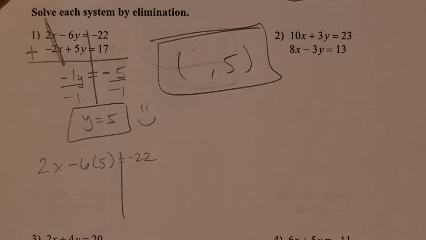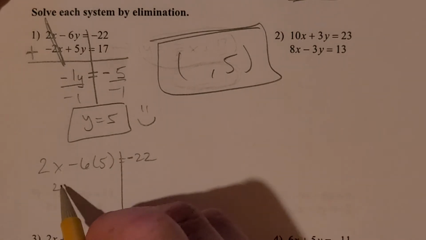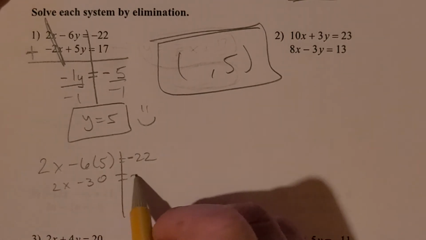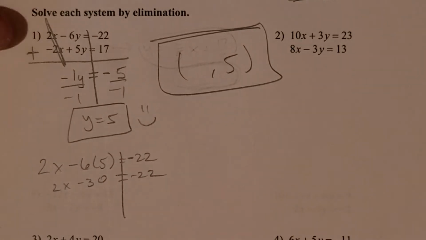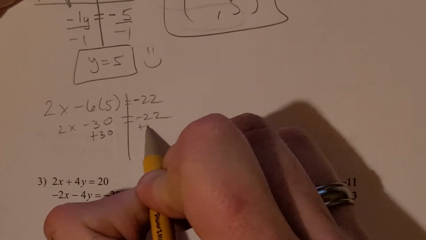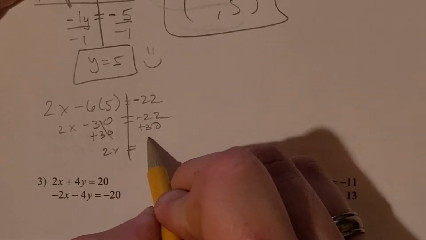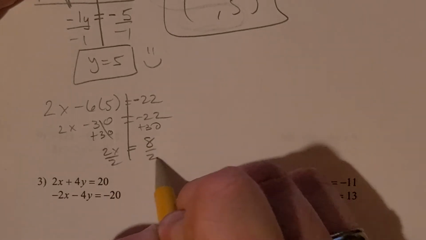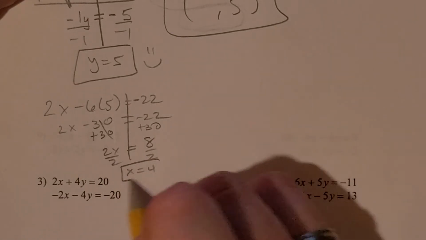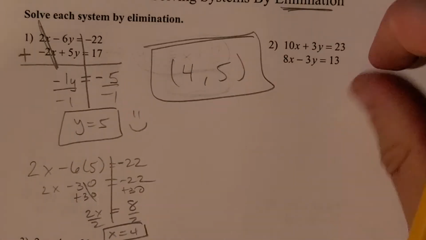2x minus 6y equals negative 22, but we just found out y equals 5, so I plug that in. 2x minus 30 equals negative 22. That gives me a two-step equation that I can solve. If I add 30, I get 2x equals 8. When I divide by 2, I get the other half of my answer, x equals 4.